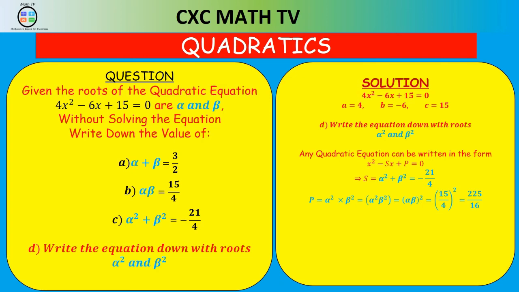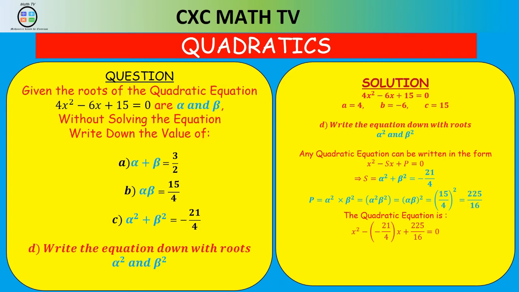So that works out to be 15 over 4 all squared, which works out to be 225 over 16. So we're going to replace the sum with negative 21 over 4 and replace the product with 225 over 16. And so the quadratic equation is x squared minus 21 over 4 times x plus 225 over 16 equals 0.